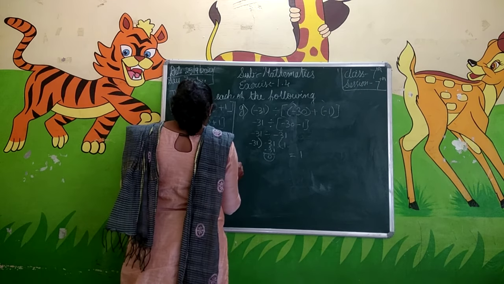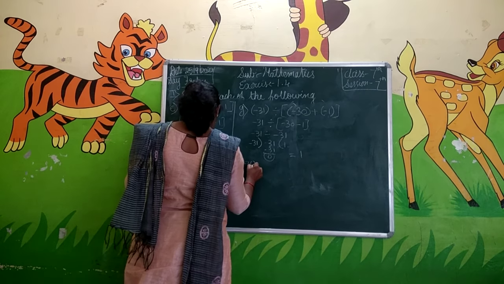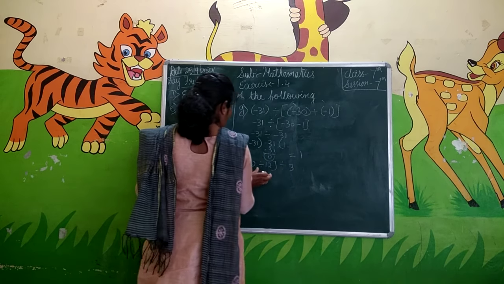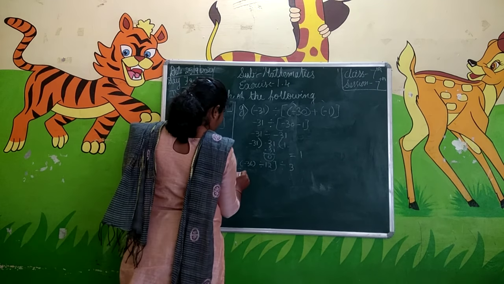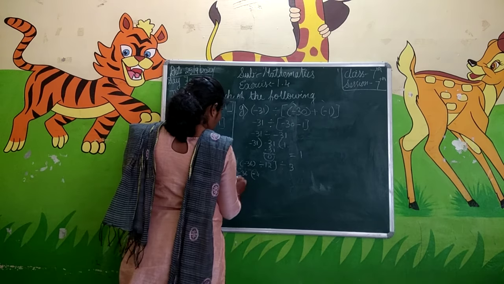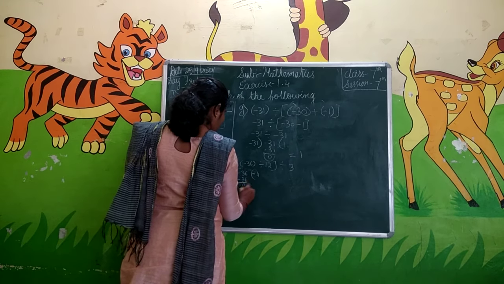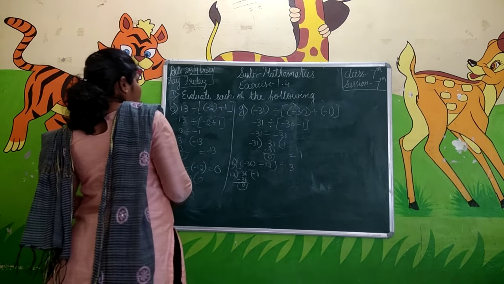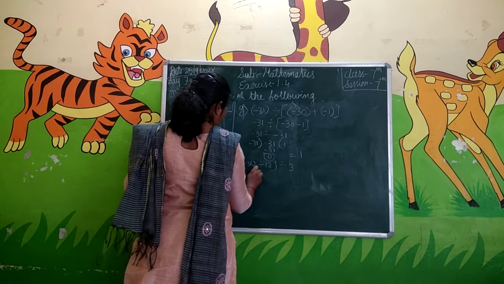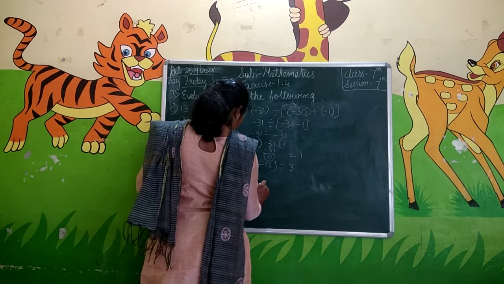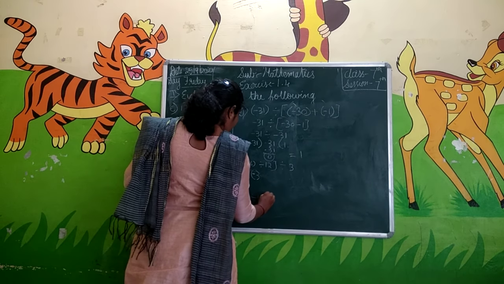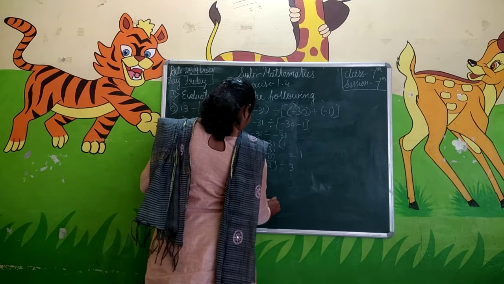H: minus 36 divided by 12, and again divided by 3. First we have to find the sum for this: minus 36 divided by 12. 12 into minus 3 gives minus 36. So we get minus 3 as the quotient. Then minus 3 divided by 3.